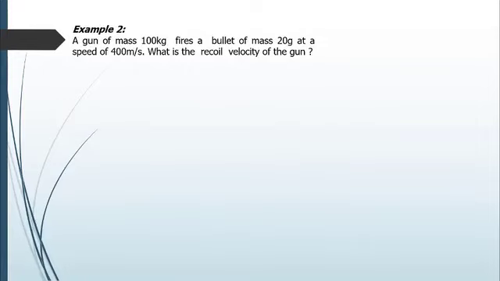Now, if that isn't clear enough, let's look at this second example. It says a gun of mass 100 kilograms fires a bullet of mass 20 grams at a speed of 400 meters per second, and we're asked to calculate the recoil velocity of the gun.